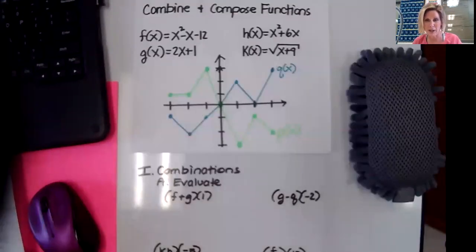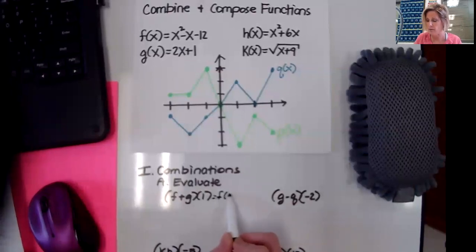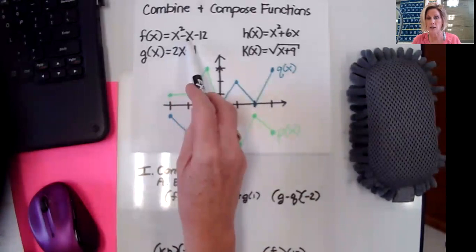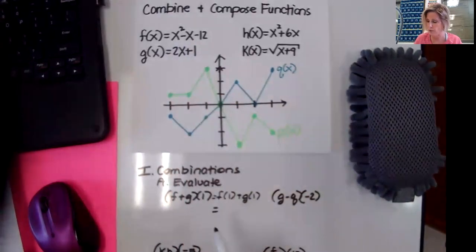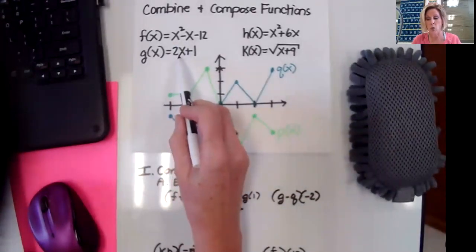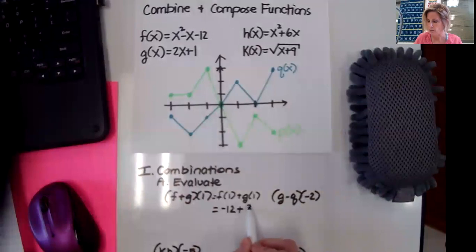So we're going to look at combinations first, and part A of combinations is to just review how to evaluate. If I ask you to evaluate f plus g of 1, you simply say, well, that means to do f of 1 plus g of 1. So f of 1 would be 1 squared minus 1, which is 0, minus 12. And g of 1 would be 2 times 1, which is 2, plus 1, which is 3. So I'm getting negative 9 for f plus g of 1.